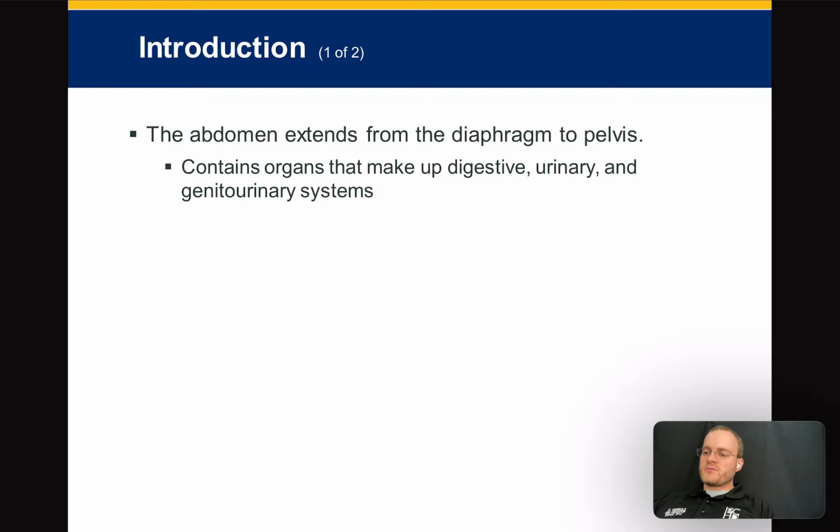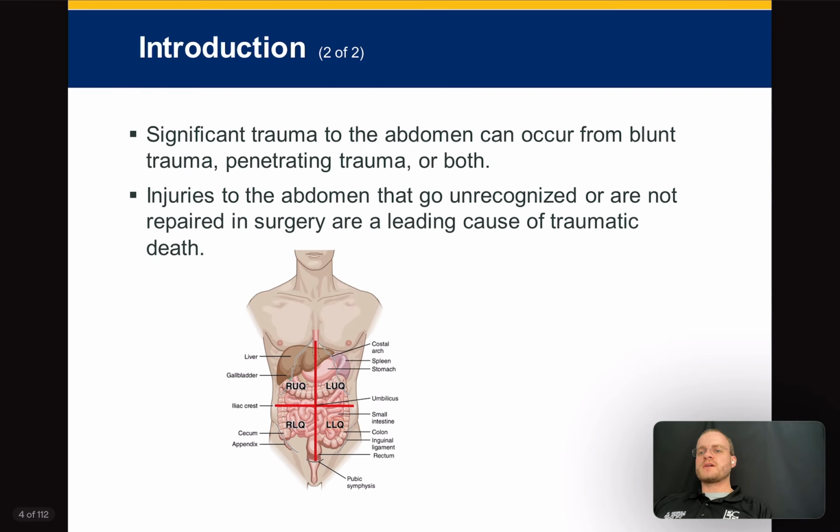So the abdomen would extend technically from just superior to the diaphragm all the way down to the pelvis. And so this is going to contain digestive, urinary, reproductive organs. And in a lot of vessels, a lot of blood supply goes to the gut. And so that's kind of what we're talking about today.